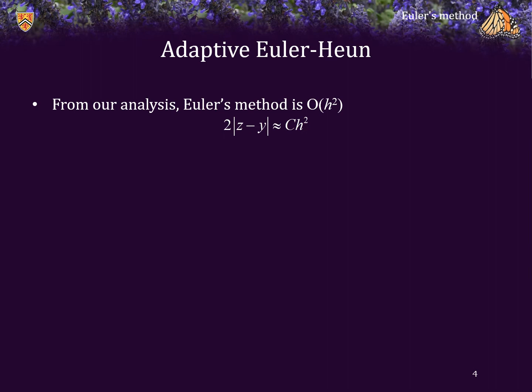Now, from our error analysis, we know that one step of Euler's method is order h squared. Therefore, the error we just estimated, twice the difference between z and y, will be approximately c times h squared, where c is of course an unknown coefficient. However, we can approximate c by solving for it, and therefore c is this calculated error over h squared.